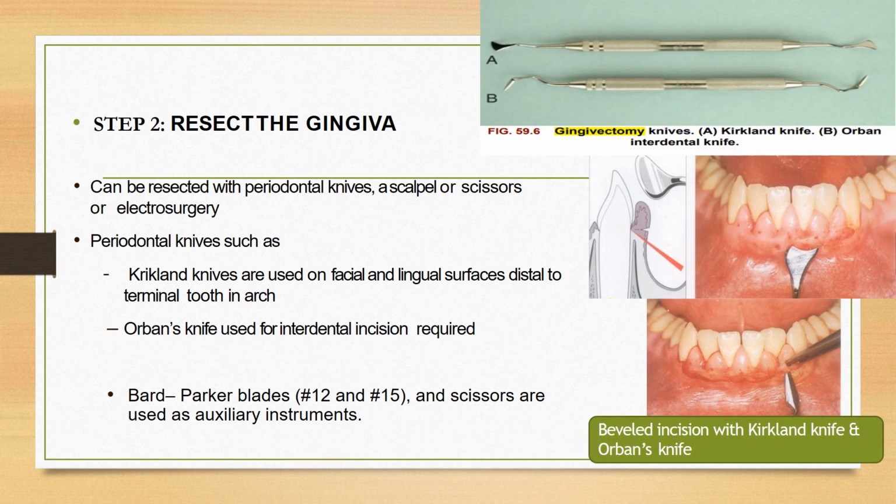Coming to resecting the gingiva, the next procedure is that we have to give the incision either with a blade or with the knives, with the gingivectomy knives, or with scissors or electrocautery. You can see in this picture they have used gingivectomy knives. There are kidney shaped knives for giving the incisions. There is the external bevel incision. There is 45-degree angulation to the gingival surface, and the internal incision is being done with the Orban's knife.